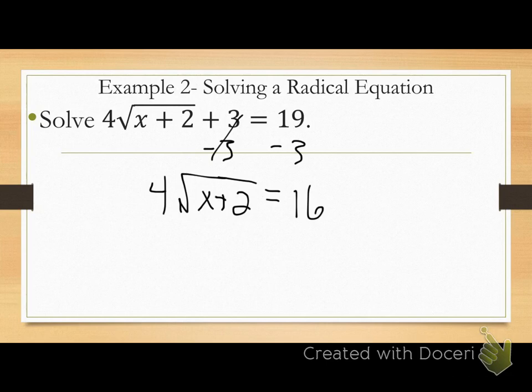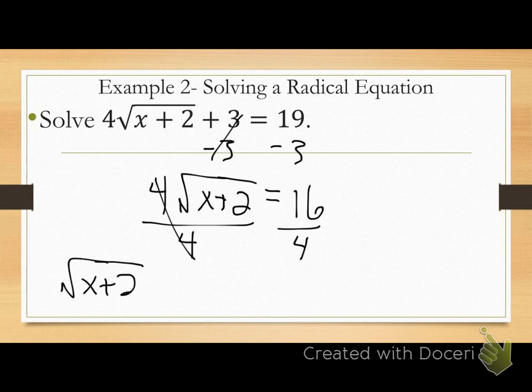Okay. And how do I get the radical by itself now? Divide by 4. Square root of x plus 2 equals 16 divided by 4. 4. Everyone okay with that? Kind of treating the radical almost like a variable. Now is the radical expression completely by itself? Yeah, it is. There's nothing being added to it, subtracted from it, multiplied by it, or divided by it.